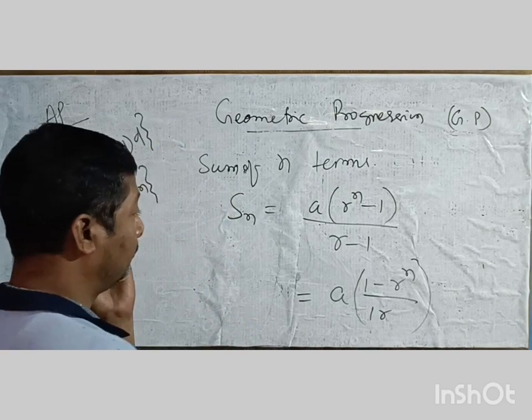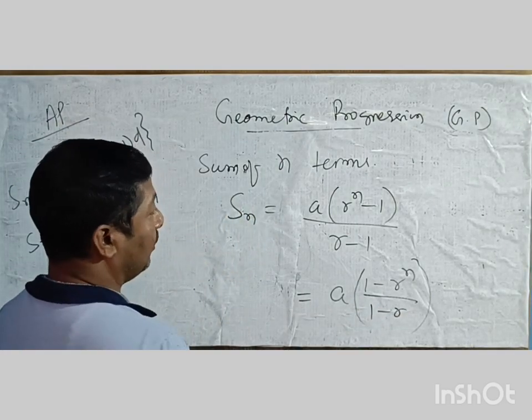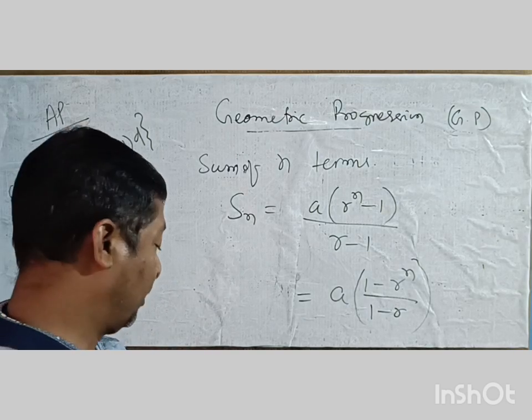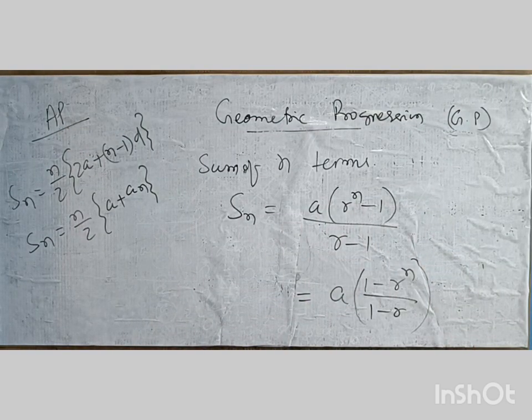It can also be written as a into (1 minus R^n) by (1 minus R). Okay, a into (1 minus R^n) by (1 minus R). We can write in this form also. The same thing is this.